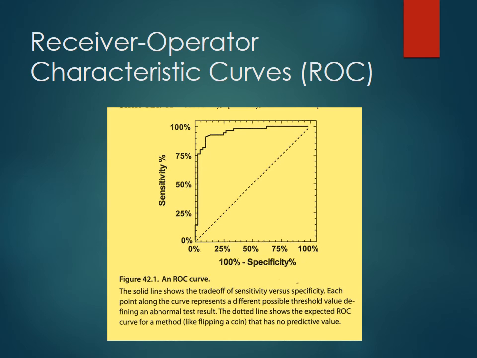And so you can generate curves like this to show you the trade-off between, as you start to increase sensitivity, how does the specificity start to drop off, and you're going to get more false positives, right? So essentially that's what these curves are really showing you when you're looking at these.